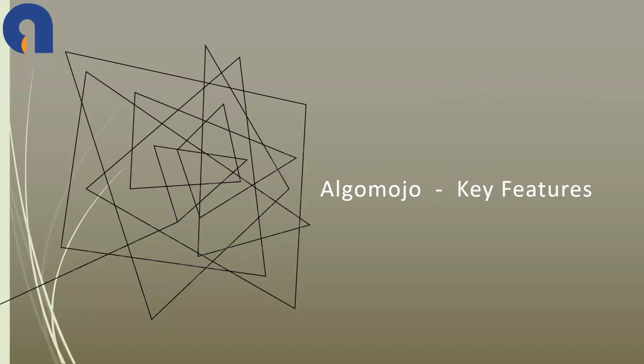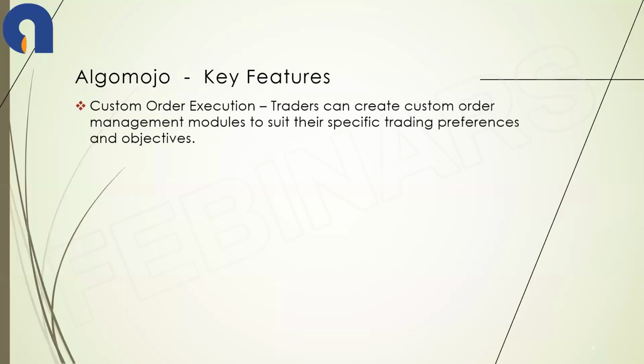Some of the key features of Algomojo are that you can customize your markets. Customize your order execution. That is, traders can create a custom order management module to suit specific trading preferences and objectives. You can decide whether you want to trade in equity, futures or options. If it is options, then whether you want to trade in ATM, ITM, or OTM. We provide flexibility to choose up to 20 strikes in the OTM and ITM.